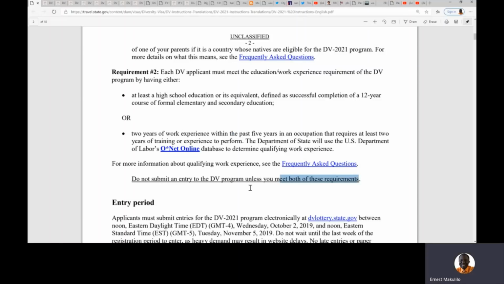They are advising you, do not submit if you don't meet the qualification, because even if you win, in the end you might not be given the visa. So you must make sure that you meet the qualification in order to be in a position to be given the visa. That's why some people are denied the visa: they don't meet both qualifications or one of them. But I made a video a couple of days ago about work experience, a video about the education part, and a video about what reasons will make you not be given the visa despite winning.